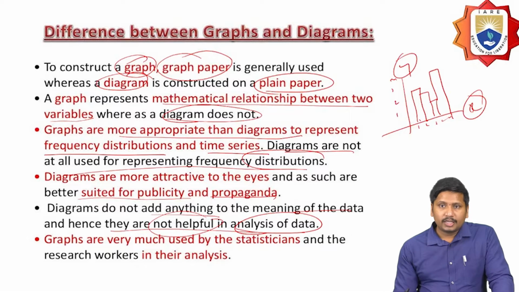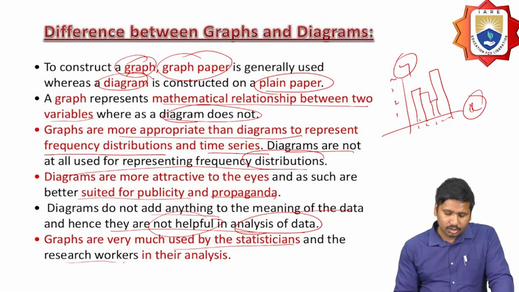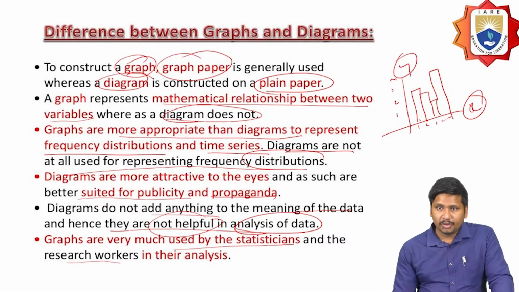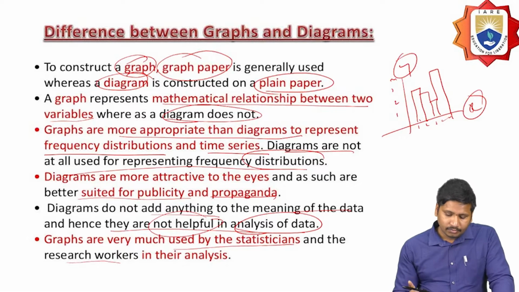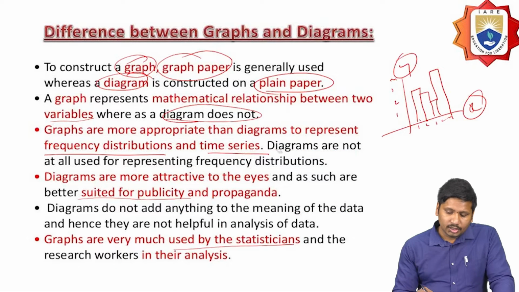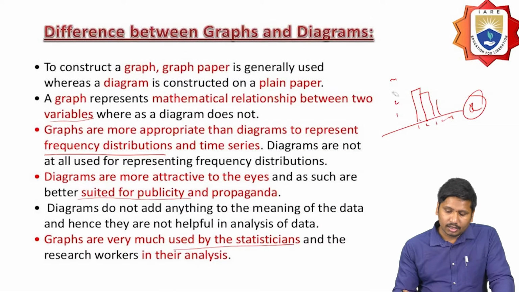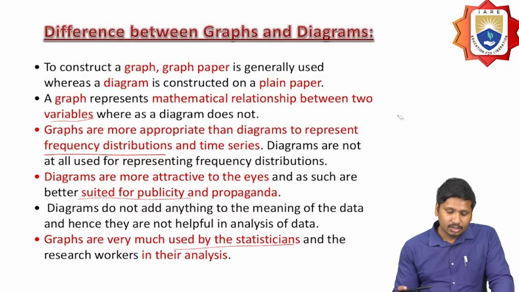And the next one is graphs. Graphs are very much used by statisticians and research workers in their analysis, whereas diagrams are not going to be used by statisticians and researchers in their analysis. So these are some of the differences between graphs and diagrams, right?